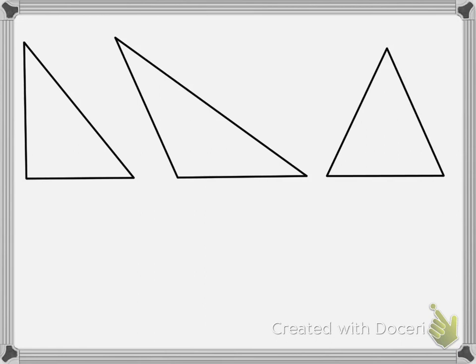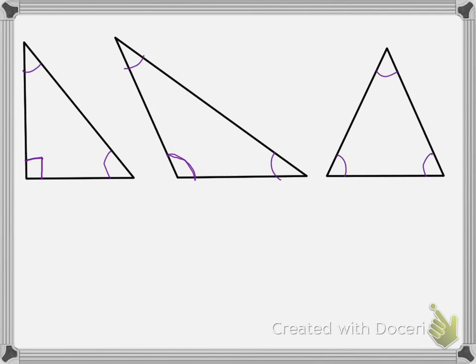So on the first triangle, you can see we have a right angle, which is 90 degrees, and we have 2 acute angles, which are less than 90 degrees. On the second triangle, we have 1 obtuse angle and 2 acute angles. And on the third triangle, we have 3 acute angles.